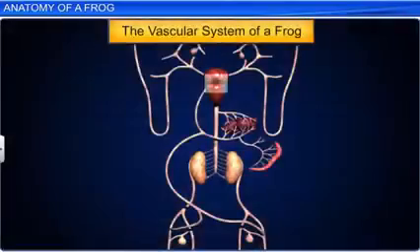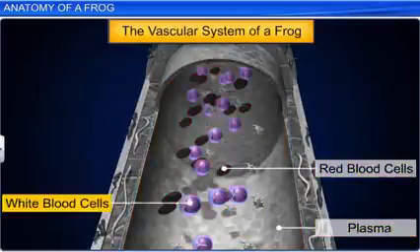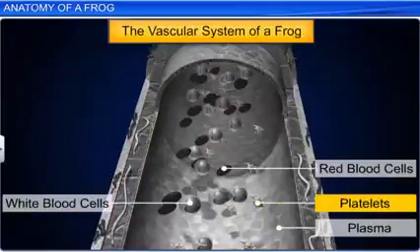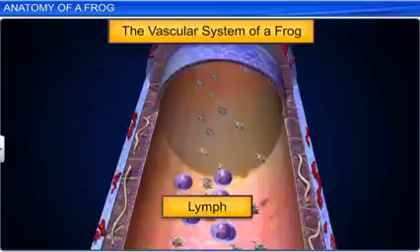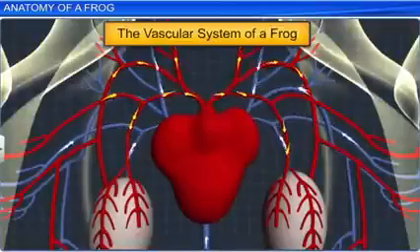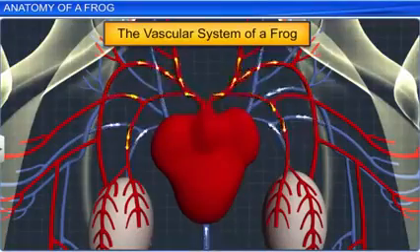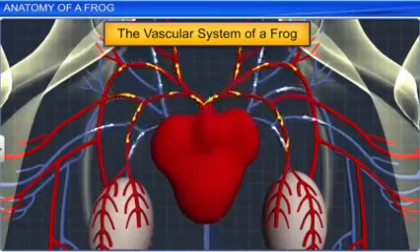The blood consists of plasma, red blood cells, white blood cells, and platelets, while the lymph lacks red blood cells and a few proteins. As the heart beats, blood circulates various substances such as gases, nutrients, and hormones to different parts of the body.